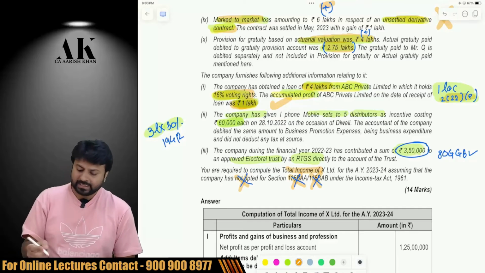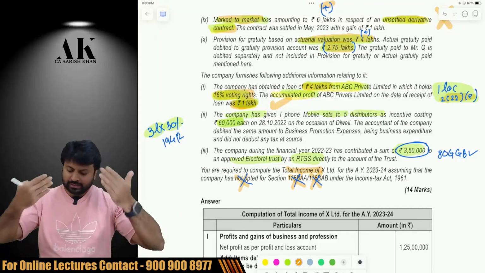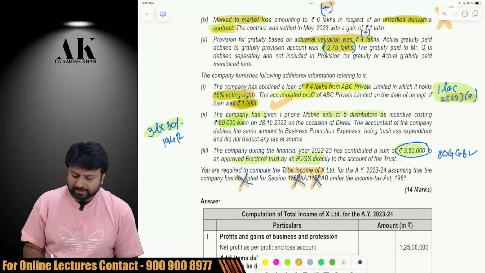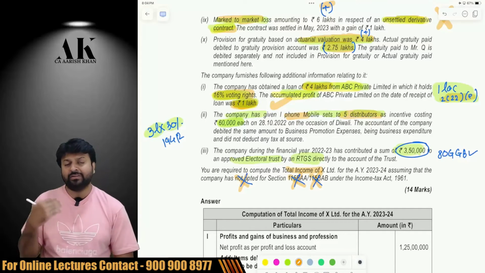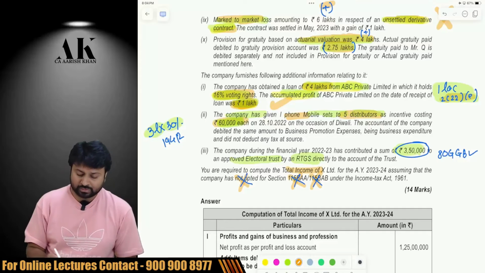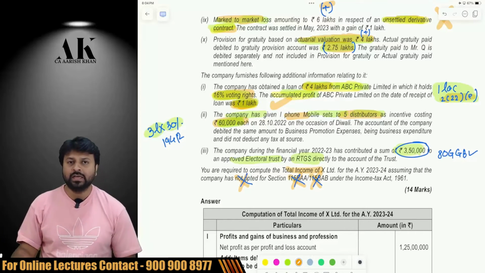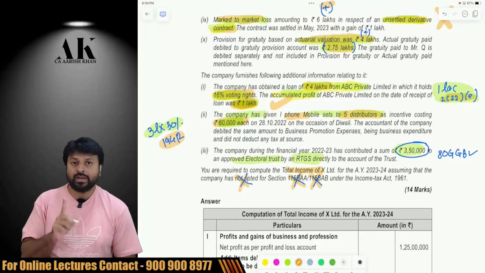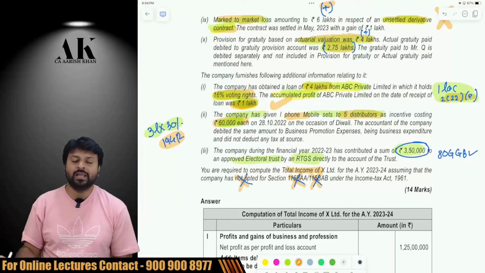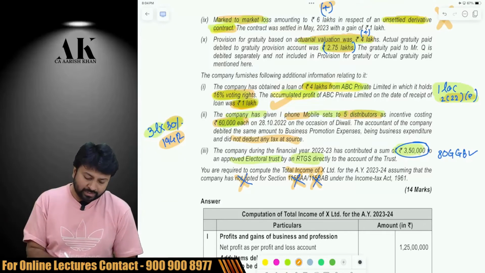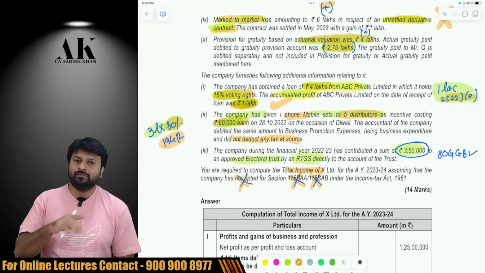Therefore, deemed dividend will be 1 lakh rupees. Next, I am giving some benefits or perquisites to some of my customers or distributors, as a matter of business promotion expenses. I am giving phones, 5 sets of phones to 5 different distributors, and each of them costs 60,000 rupees. Therefore, the total perquisites and benefit which I am giving is around 3 lakh rupees. Now, on that, I should have deducted TDS under section 194R at the rate of 10%, a very recent amendment. But I have not deducted the TDS, as it is written in the question. Therefore, 30% of this 3 lakh rupees will be disallowed under PGBP for not deducting the TDS.